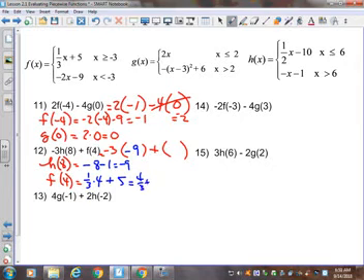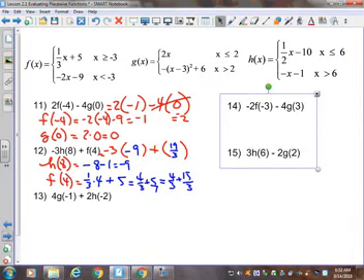4/3 plus 5. So I would need a common denominator. 4/3 plus 15/3 would be 5, because you multiply the top and the bottom by 3 to change the denominator to 3. And that makes 19/3. So then after you do that, you would take, well, hold on. Move that over.